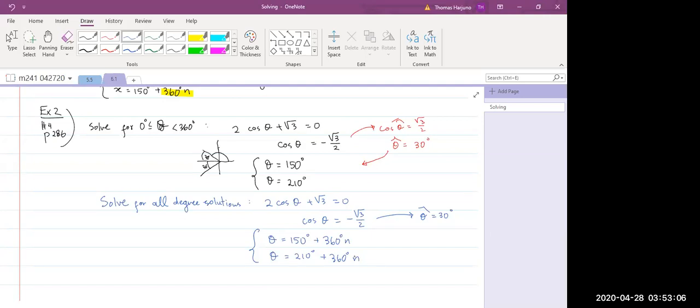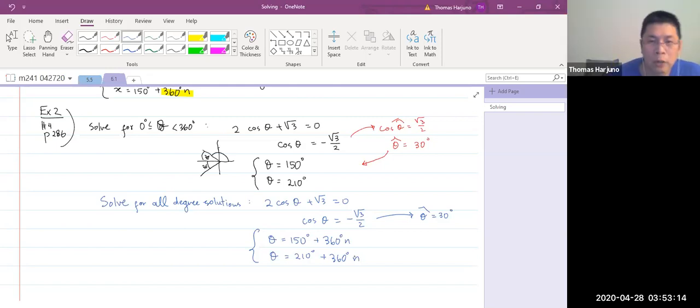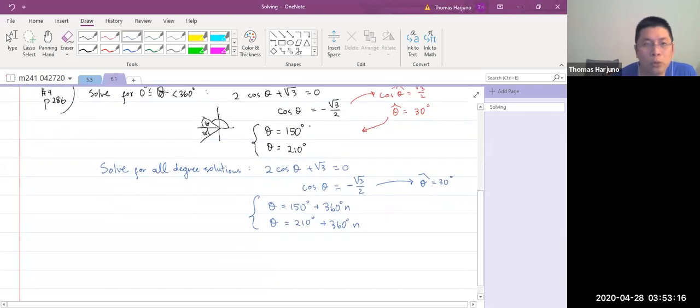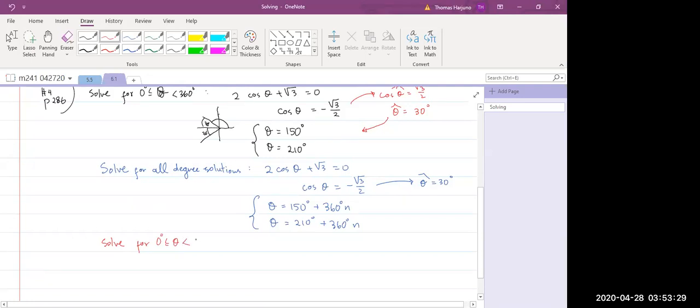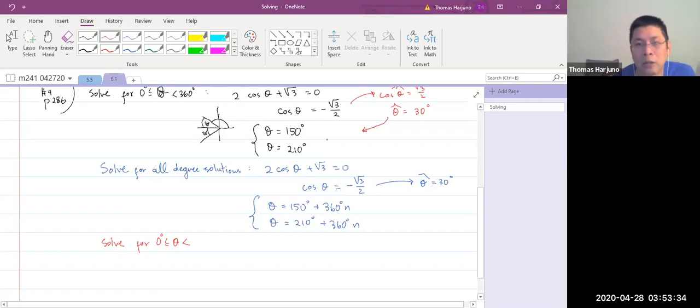So if it said solve for theta between 0 degrees and 180 degrees, it would just be theta equals 150 degrees? Oh, suppose, good question. Suppose we change the question, solve for theta from 0 degrees to what degrees? 180? Oh yeah, if it is 180, then it will be only 150 degrees. Now I have this in mind. What happens if I ask from 0 to 720 degrees?